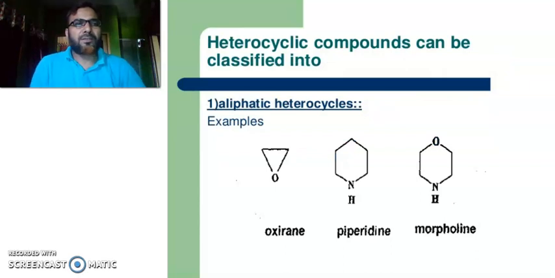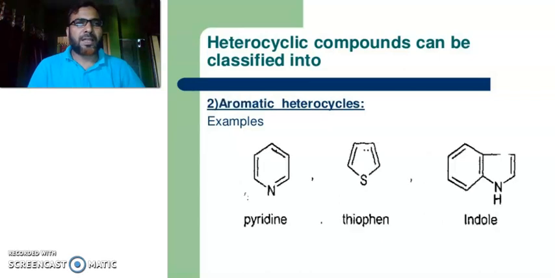Now friends, heterocyclic compounds can be classified into aliphatic heterocycles, for example oxirane, piperidine, morpholine, and aromatic heterocycles, for example pyridine, thiophene, indole.